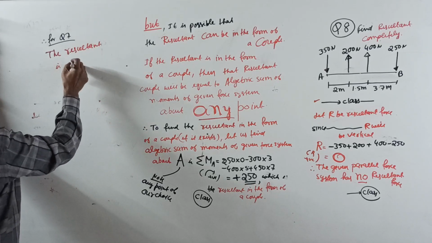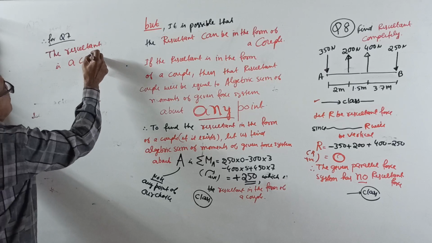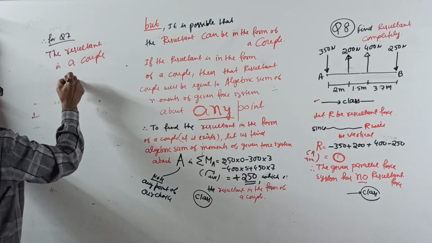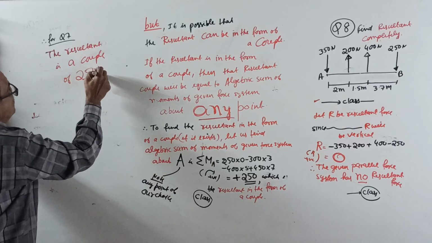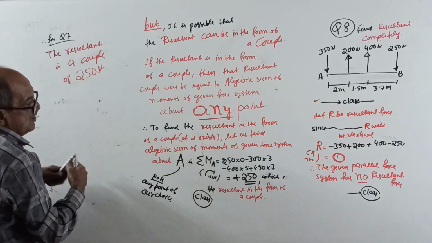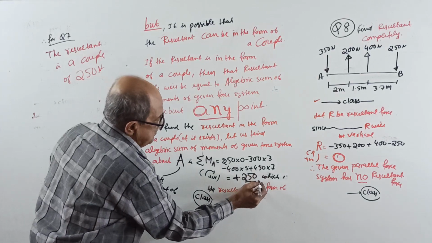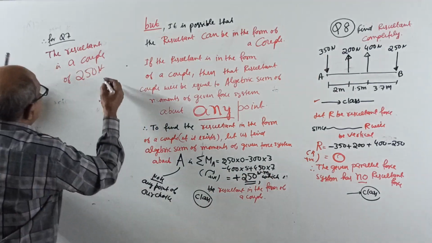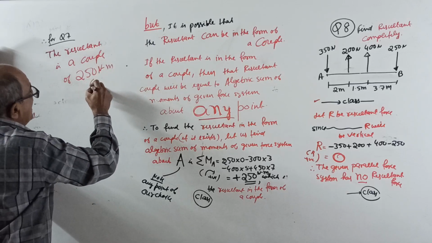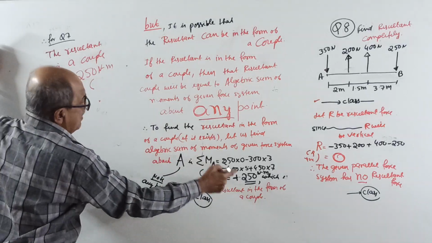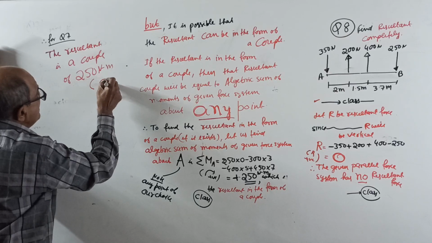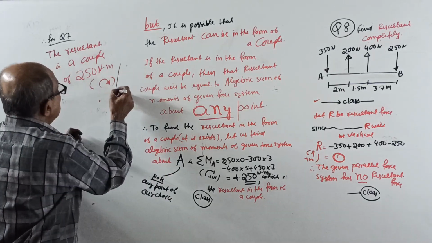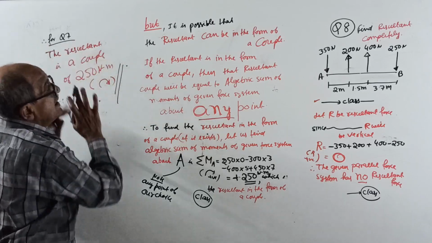is a couple of 250 Newton. I forgot a unit here. See, force is Newton, moment is Newton meter. I forgot. 250 Newton meter in the bracket, right? Clockwise positive. It came clockwise. In one earlier question it came negative, so I wrote anti-clockwise. Over. This is the solution for question number 7.